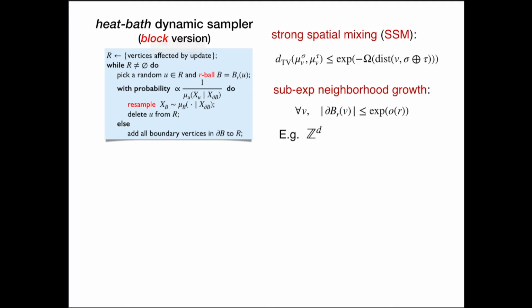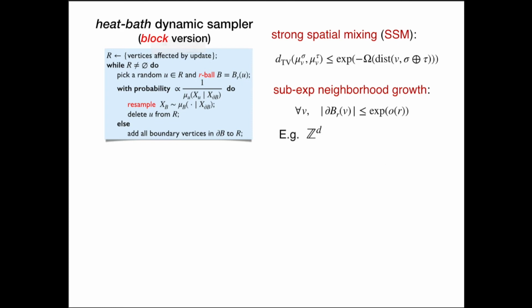And that's for the Moser-Tardos style dynamic sampler. On the other hand, for the heat bath dynamic sampler, we consider a block version of the sampler, where the heat bath transition as well as this filter are defined on blocks of a sufficiently large constant radius.